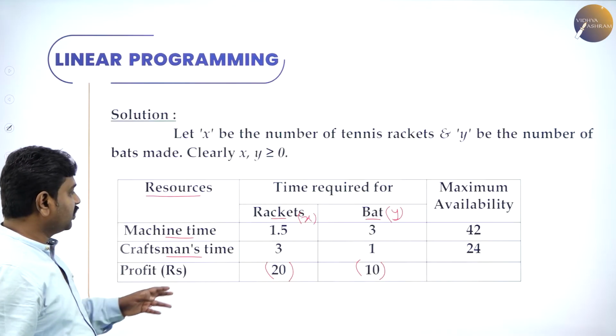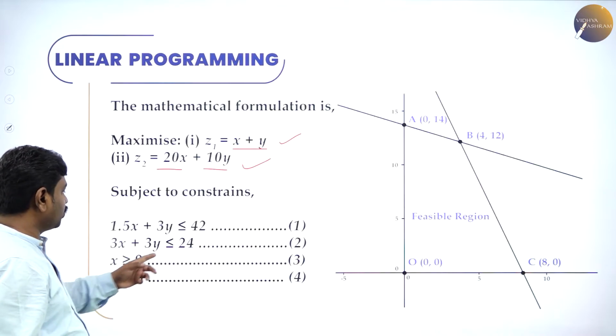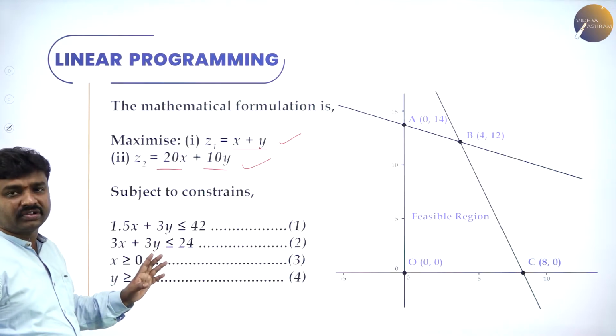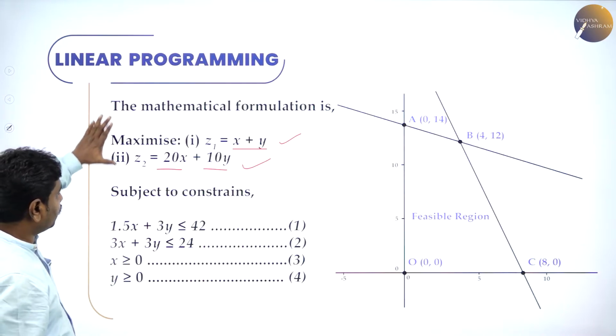And the second equation is what? 3x hours plus 1y hours should be less than or equal to 24 hours, because not more than 24 hours is available. And x and y both are what? Greater than 0. So first, formulating this.